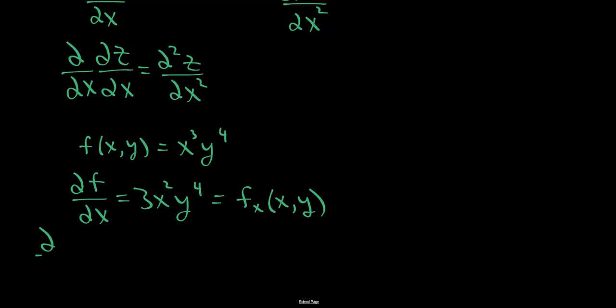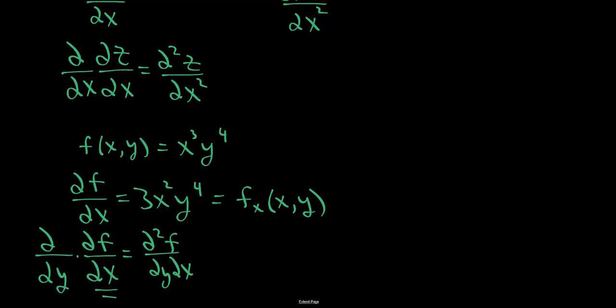So what I'm going to do is take the partial with respect to y of the partial of f that we just did. So I'm going to take the derivative of this thing that we just did. And look how that's going to look. That's going to be this way.